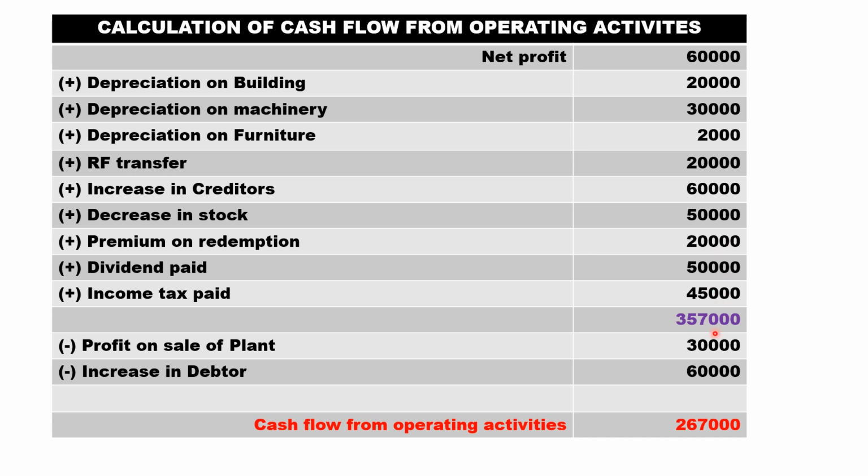So you get a balancing figure of 3,57,000. Less profit on sale of plant, less increase in debtors. So you get plus 2,67,000. It's called cash flow from operating activity.